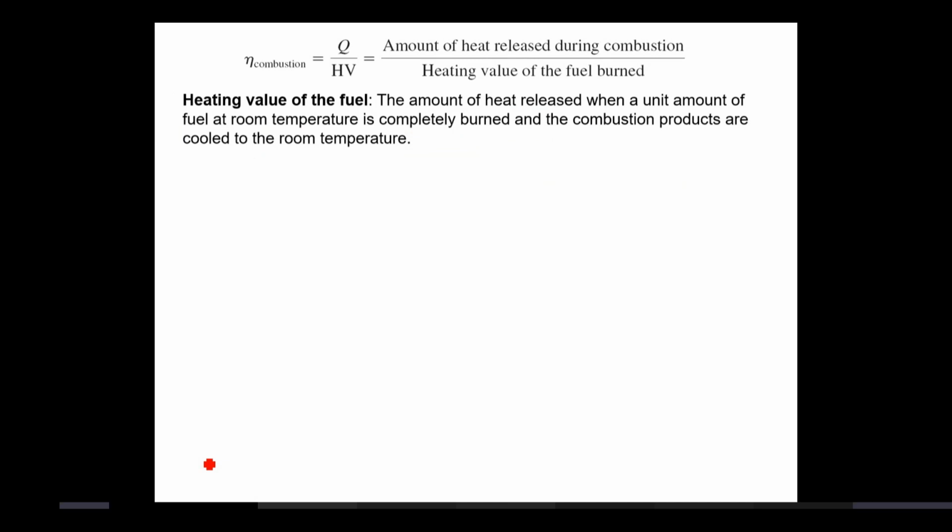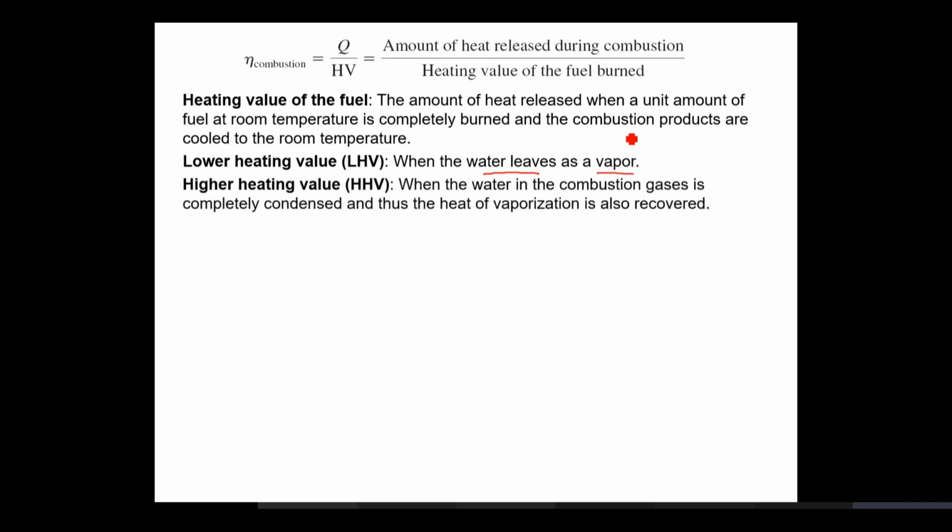Yes. Right. Moving on, we have two kinds of heating values. The lower heating value is when the water vapors are leaving the system after the combustion process in the form of vapors. Whereas higher heating value is when the water, which is a combustion product, is completely condensed. It is leaving the system in the form of liquid, and the heat of vaporization is also recovered. Is this point clear to you or not? Should I elaborate more on it?